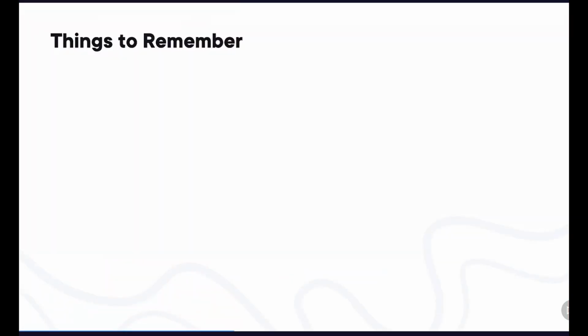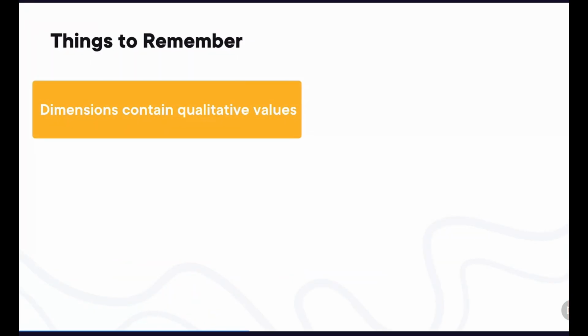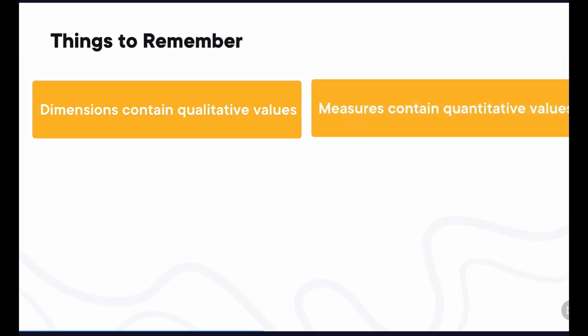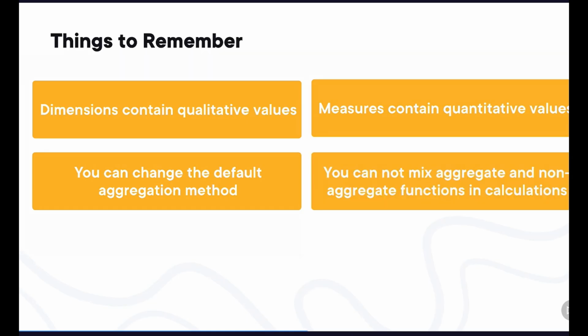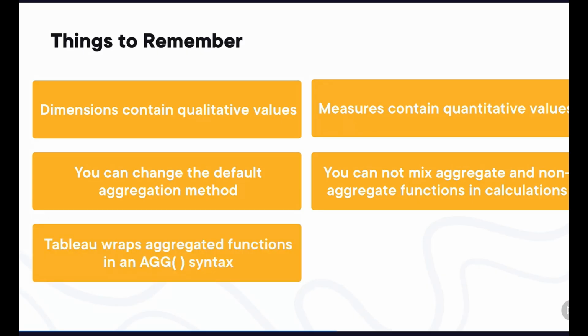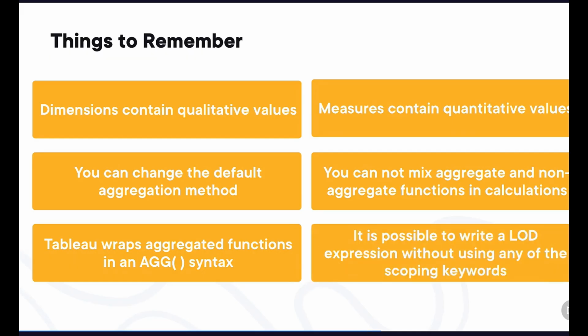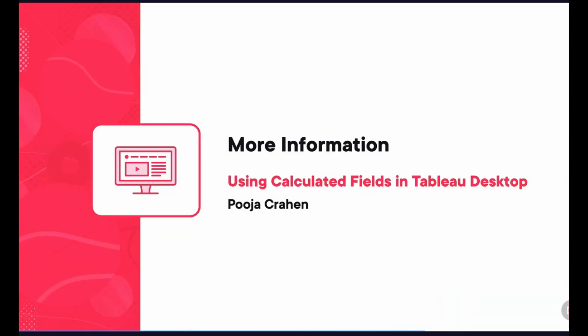And before I let you go, here are a few things to remember. Dimensions contain qualitative values, and measures contain quantitative values. Remember that you are able to change default aggregation methods for dimensions and measures. You cannot mix aggregate and non-aggregate functions in Tableau. They always have to match. If you see a field wrapped in an agg function, it is a sign that the field you're using is an aggregated field. If you don't define scoping keywords in your level of detail expressions, Tableau will aggregate the results across the entire dataset.